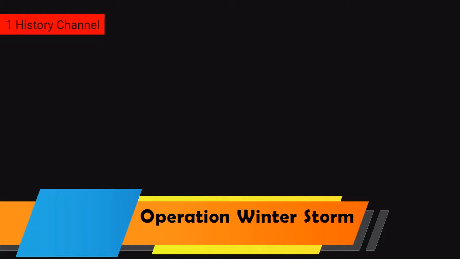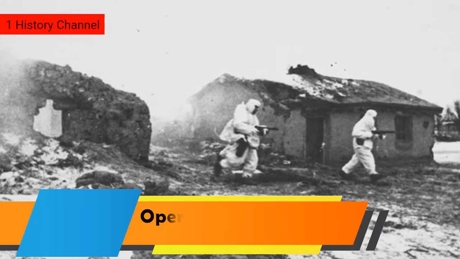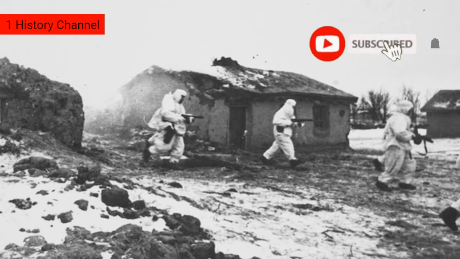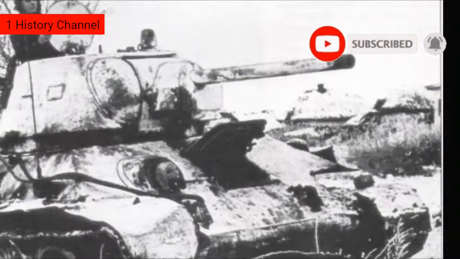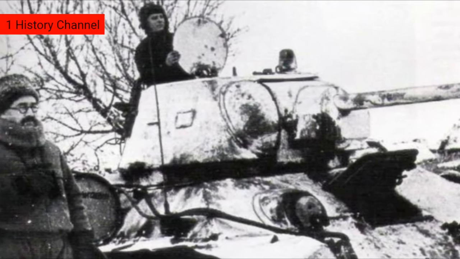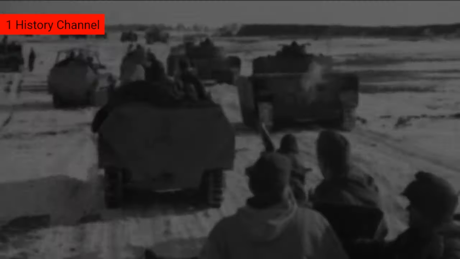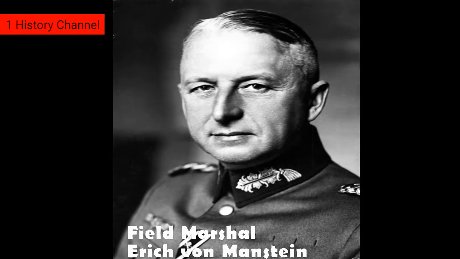Operation Winter Storm. In late November 1942, the Red Army had completed Operation Uranus, encircling some 300,000 Axis personnel in and around the city of Stalingrad. German forces within the Stalingrad pocket and directly outside were reorganized, November 22, 1942, into Army Group Don and placed under the command of Field Marshal Erich von Manstein.